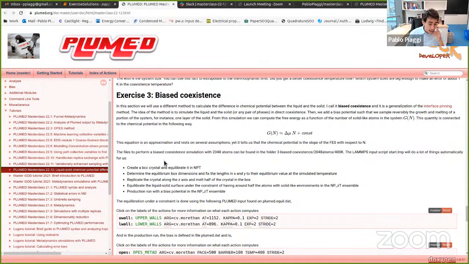Okay, so we'll do a simulation of the two phases in direct coexistence. Here we will use a larger system size, 2048. Here we can use a larger system size because we're not going to crystallize and melt the whole system, but rather we're going to study a small interval in the growth or dissolution process. So we can study larger systems relatively easily, which is an advantage of this method.